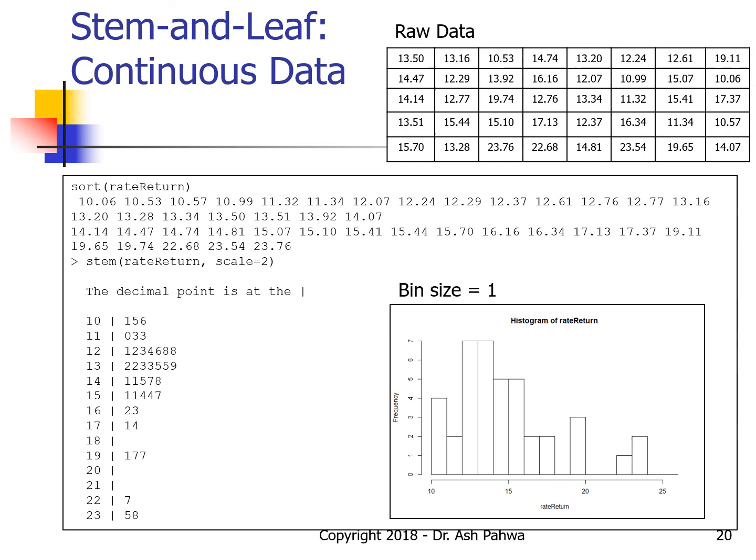And now the third number is 10.57. This will round up to 10.6. So we are only going to use the 6 part of it. So in this bin size of 1, now we have 10 on the left side of the vertical line.